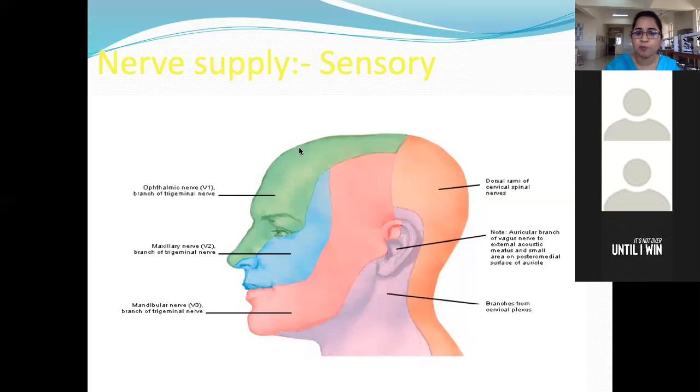From here you get supratrochlear, supraorbital. Have you heard these nerves before? Yes, ma'am. What are these nerves? Sensory supply of the scalp. Yes, sensory innervation to the scalp. The same nerves supply the forehead also. So we have supratrochlear, supraorbital, two branches. Are all of you clear till here?